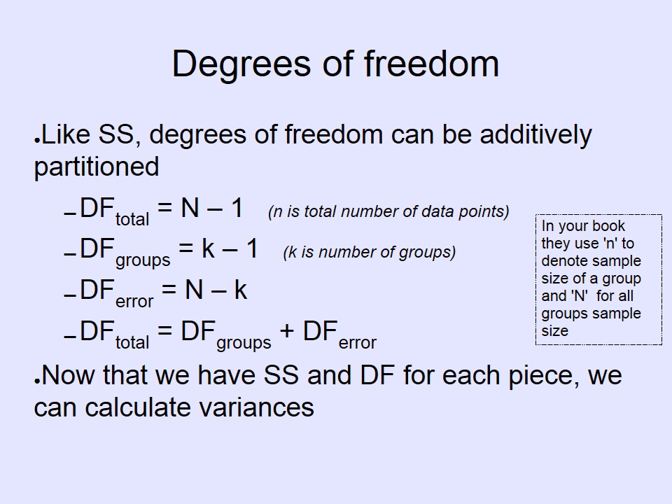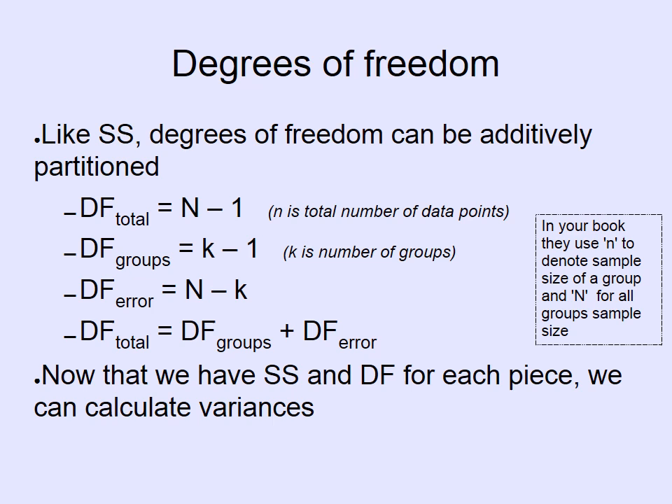All right, degrees of freedom can be partitioned just like sum of squares can, and it is additive. So we have a couple of new letters to denote certain things. Capital N here is the sample size for all the groups, so adding up all the data points in all the groups. K here is the number of groups. We'll use lowercase n to denote a single sample size for a single group, and uppercase N, the sample size for all the groups.